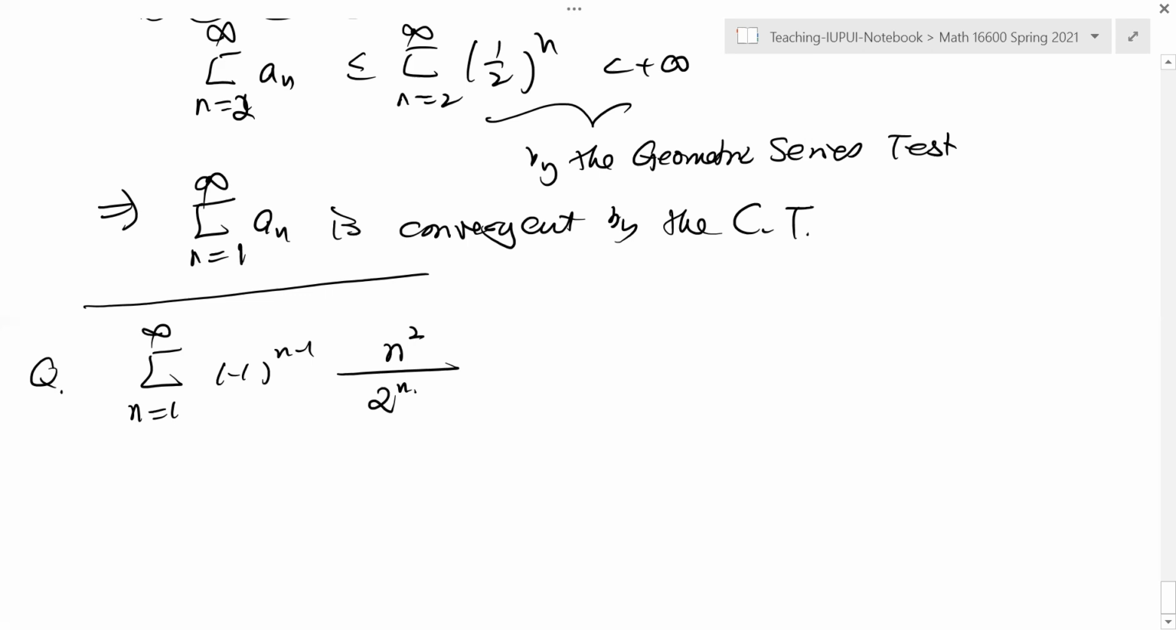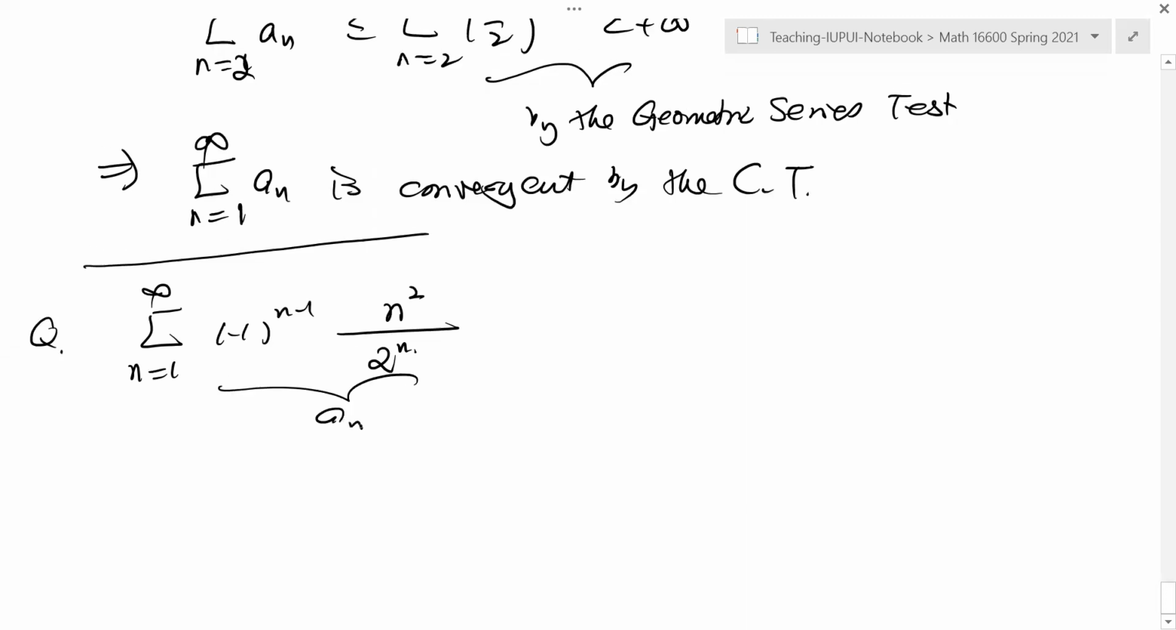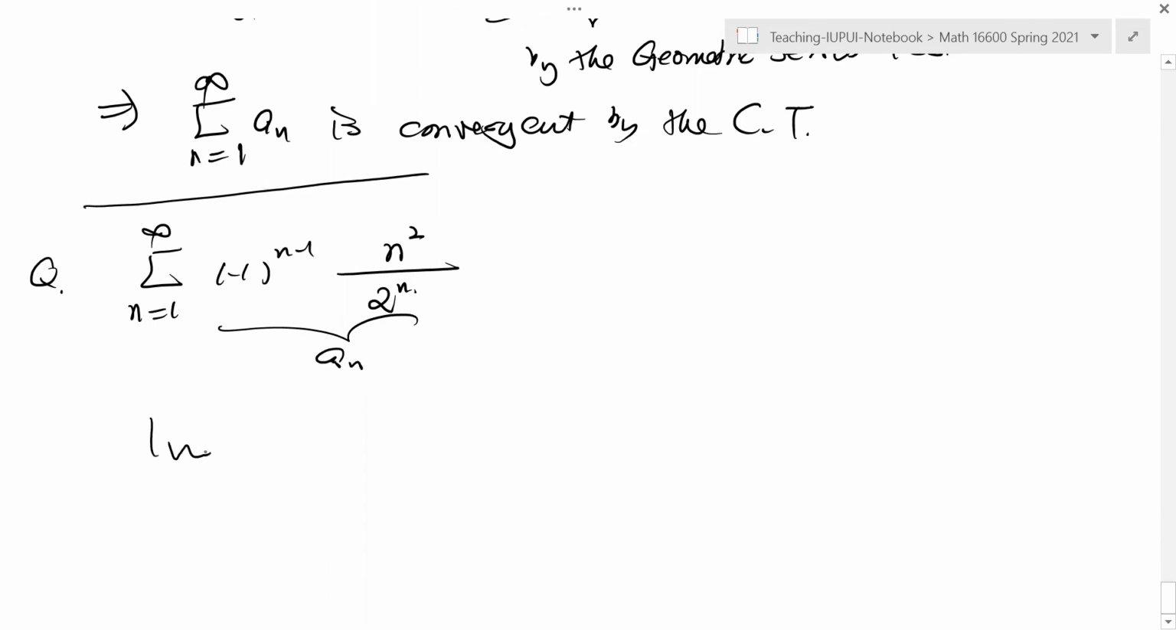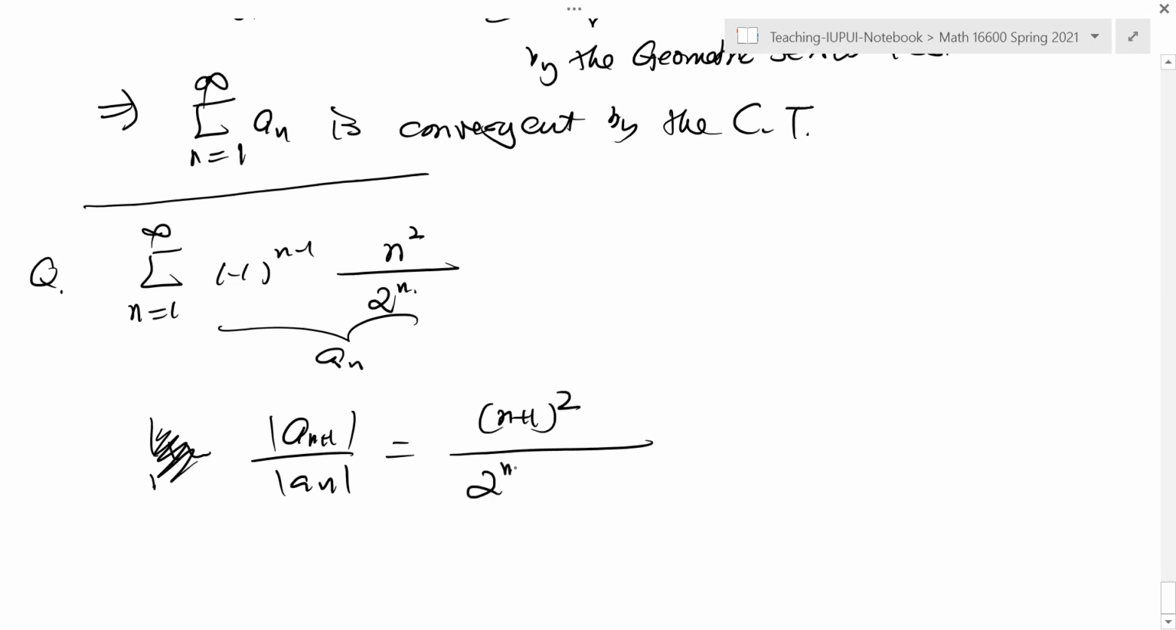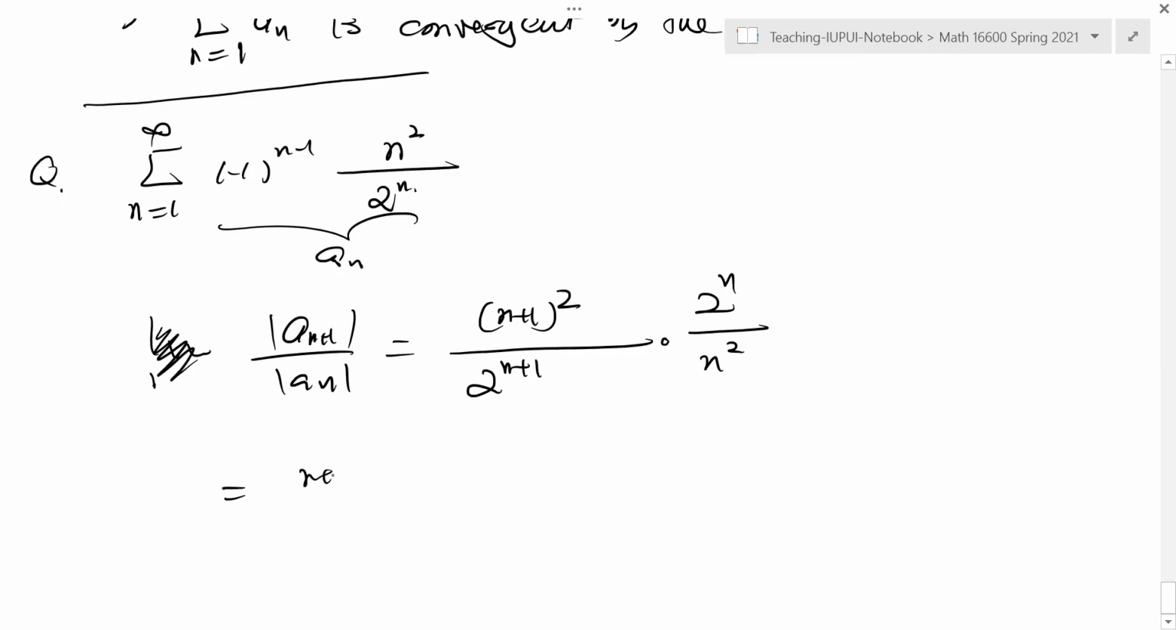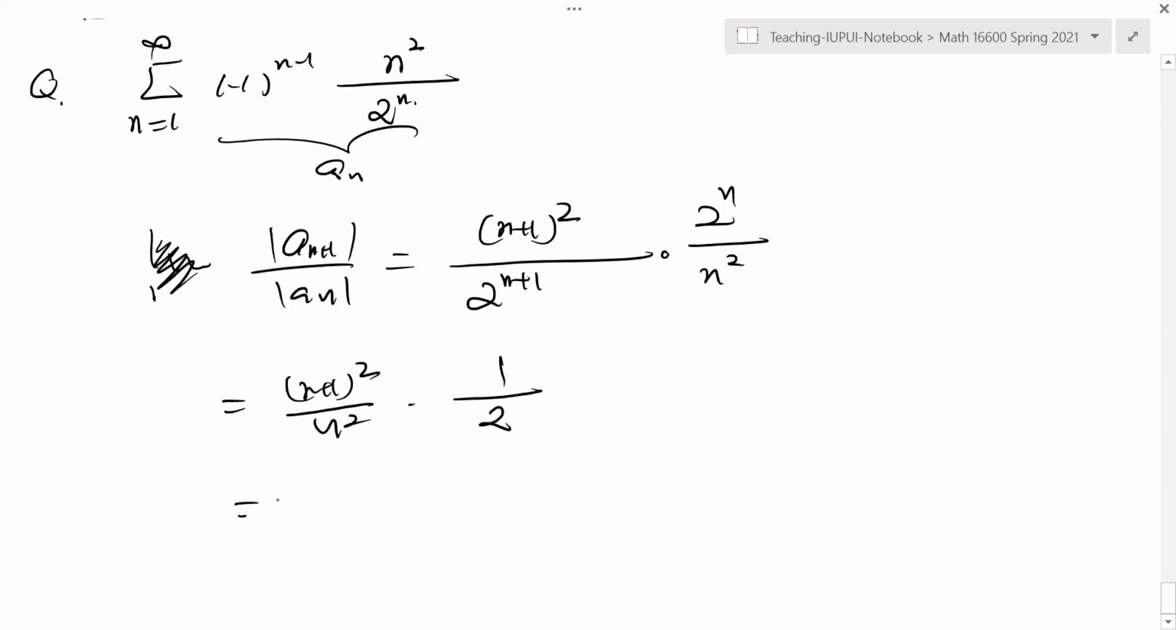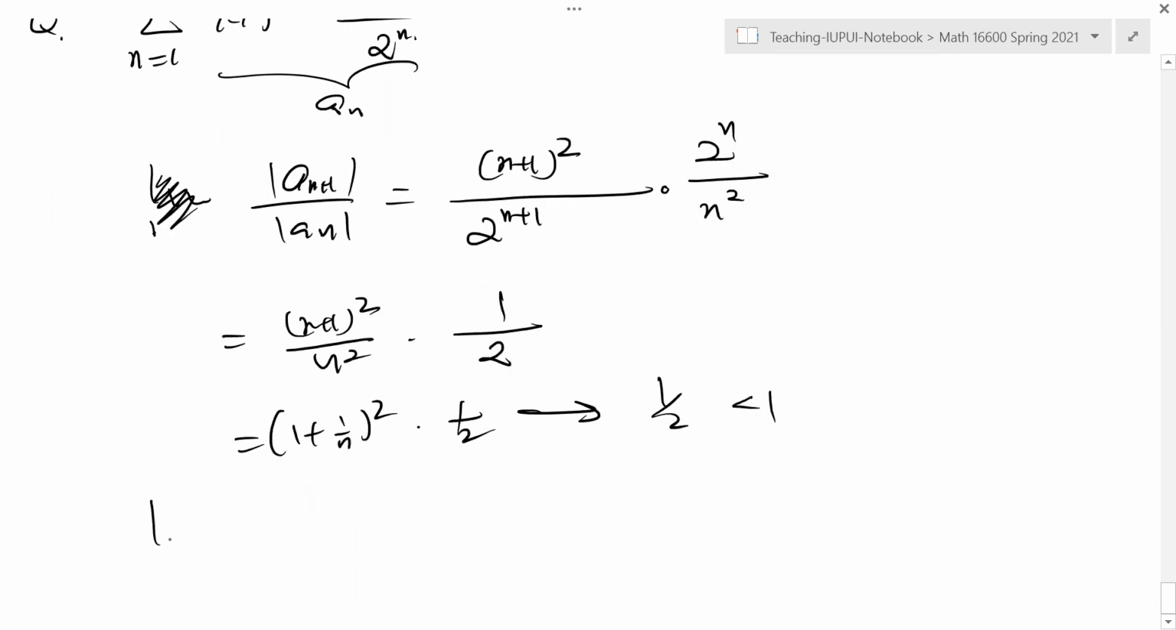So let me finish that problem, then we're done. This is the easiest way to solve this problem. This is n. Let's try to find this limit. So the negative sign is gone. So n plus 1 squared and 2 to the n plus 1, and the denominator right now is going to be up here. After simplifying, n plus 1 squared over n squared, and the 2 to the n cancels, right? So this is 1 plus 1/n squared, times 1/2, and the limit is going to be 1/2, which is less than 1.